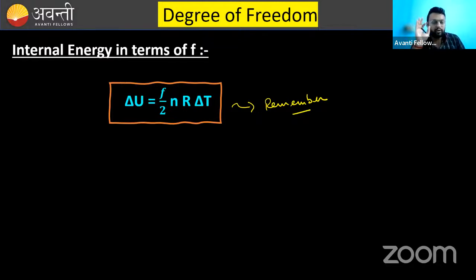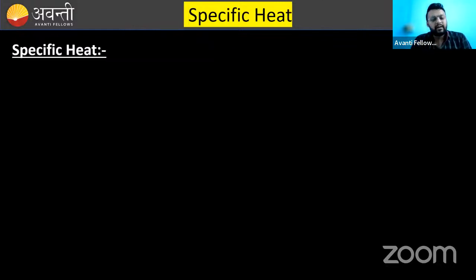So right now, what I have told you: degrees of freedom for monoatomic gas are 3, diatomic gas 5, polyatomic gas are 6, at room temperature. Internal energy in terms of degrees of freedom is F by 2 nRΔT. Till now, I have asked you to remember these two formulas. Write it down on your paper. Okay. Now there comes a term, specific heat.